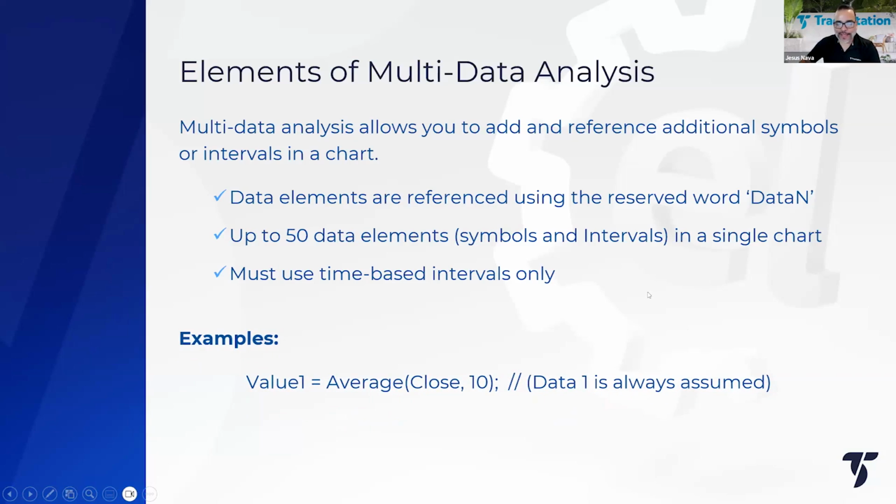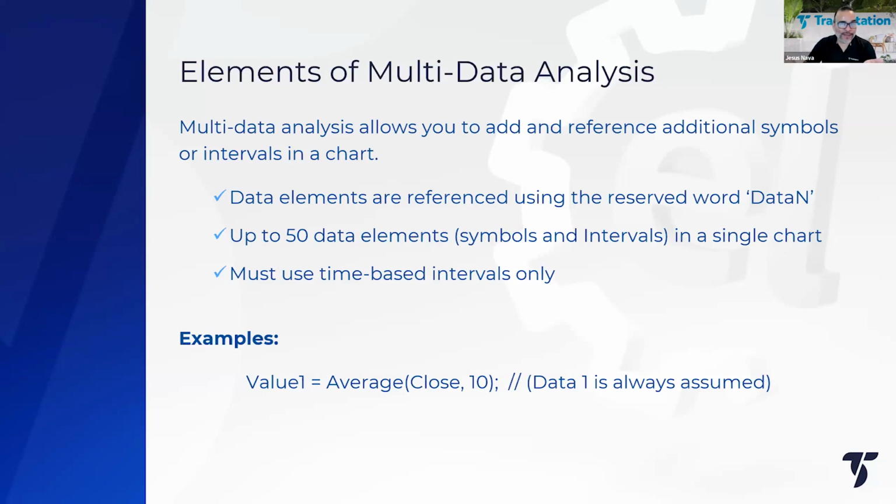Value 1, the average of the close of 10 bars ago. If you've been to my EasyLanguage classes, we've used functions. That word that you see there, the word average, it's a function. And the function requires two parameters, the value that you're averaging and for how many periods. That's what that average does. It takes the closing prices of 10 bars and creates a simple average. When you don't specify which data stream that calculation is based on, data 1 is always assumed. That's what it says there on the note.